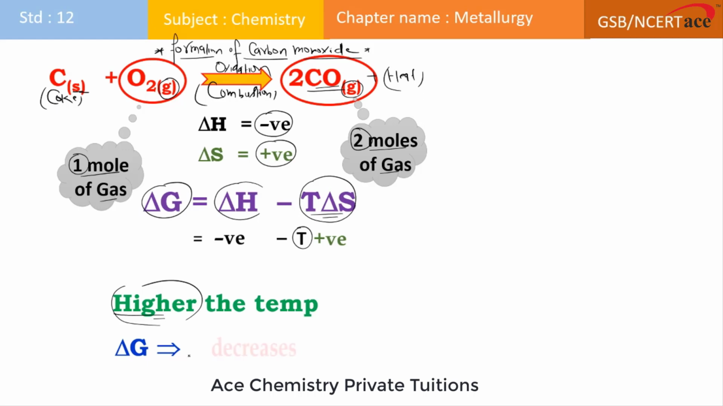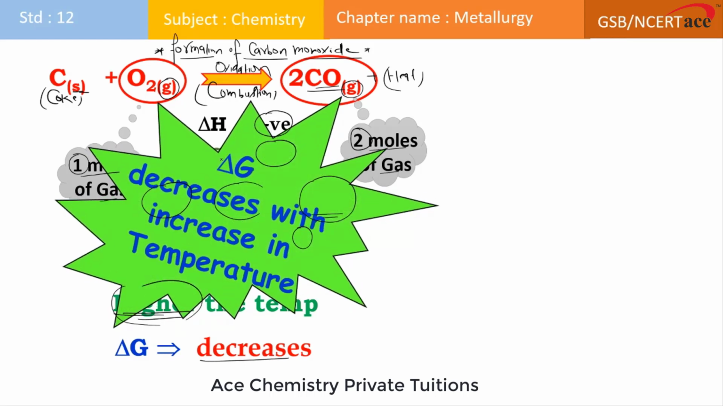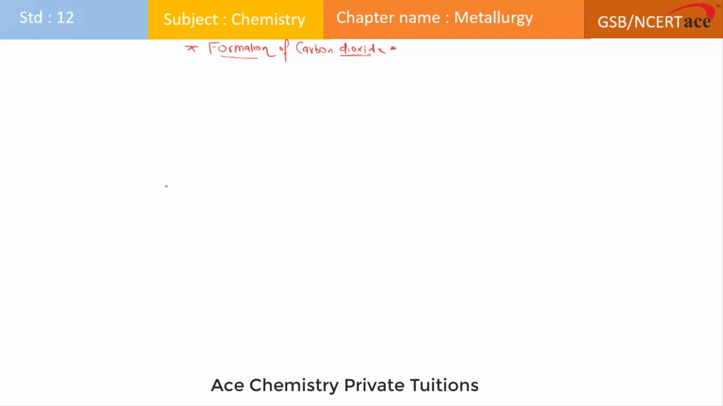Look at this. Delta G decreases with an increase in temperature. That's why we say the formation of carbon monoxide is favored at high temperature, because at high temperature the delta G value decreases. This case is the formation of carbon dioxide. In the earlier cases we had seen the formation of the metal oxide and the formation of carbon monoxide. So what changes in the parameters of the Gibbs-Helmholtz equation when carbon dioxide forms?